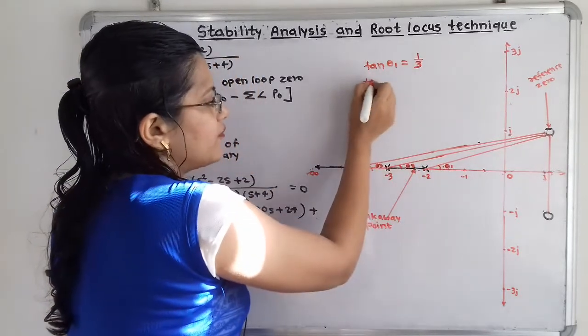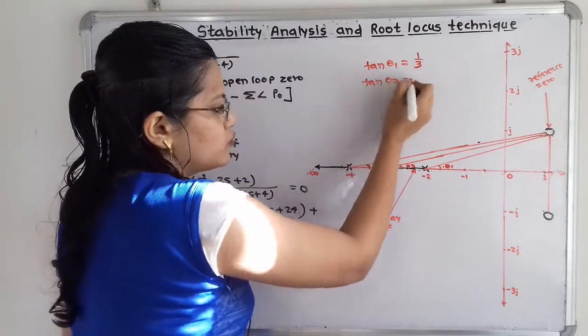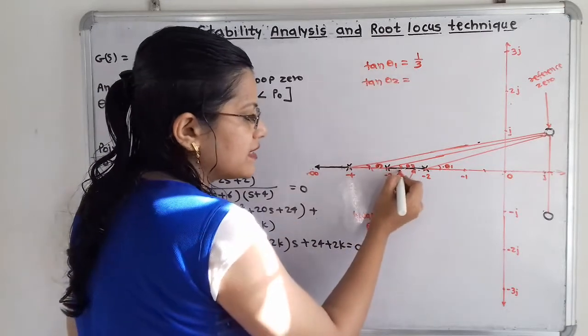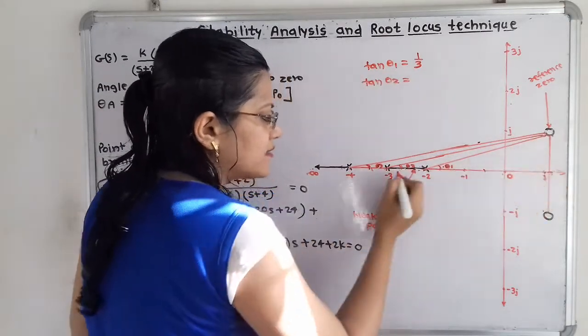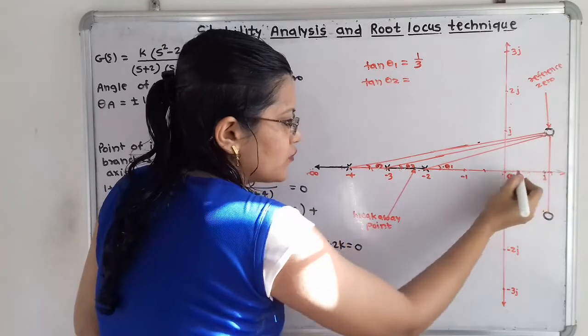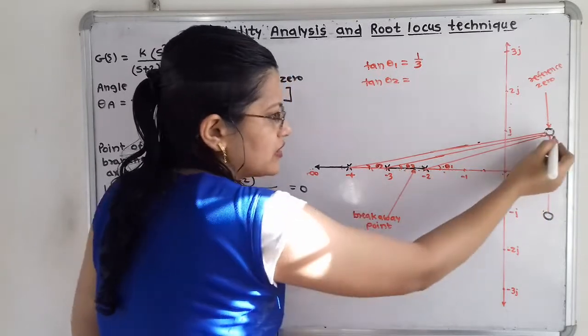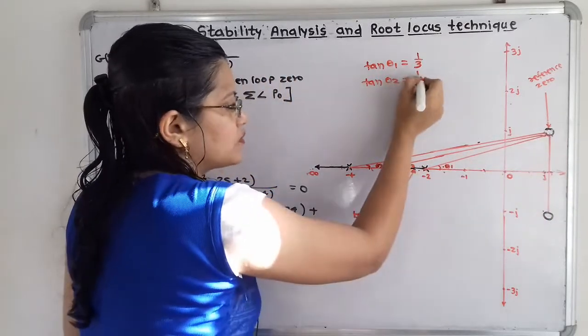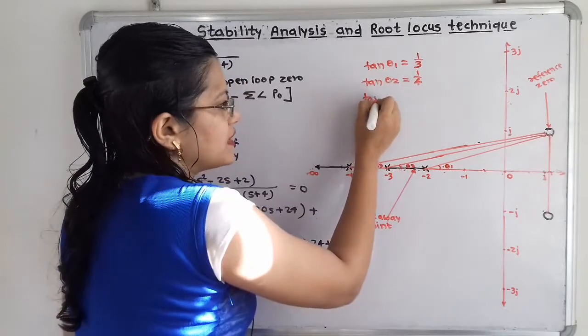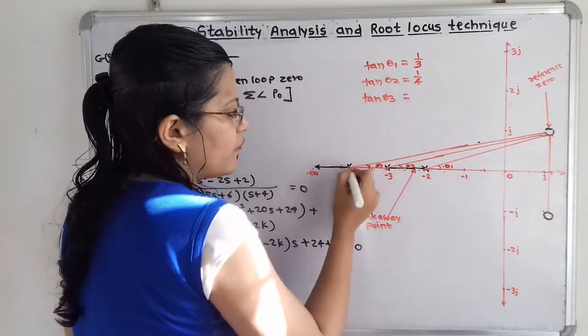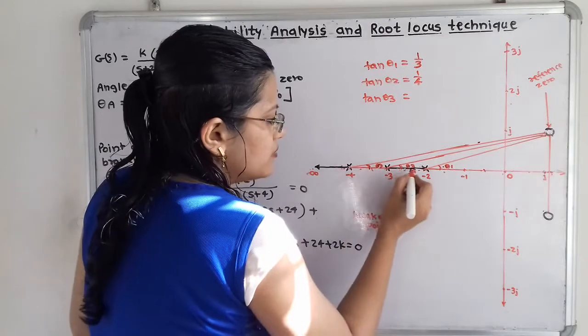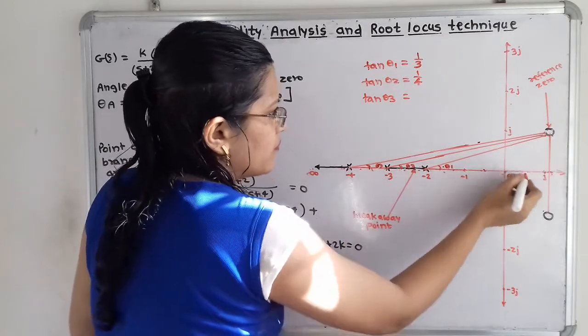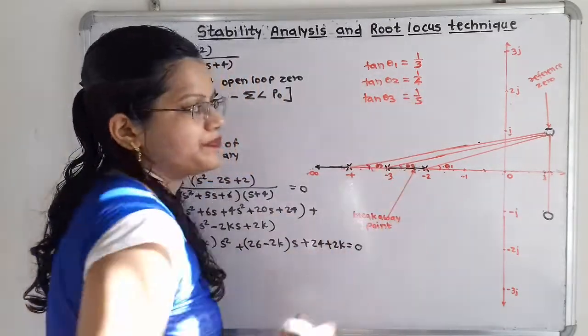Then tan of theta 2 is equal to, in the same way, this is the angle theta 2, and here is also a right angle triangle. This total distance 1, 2, 3, 4 is 4 units, and the vertical distance is 1, so that is 1 by 4. And tan of theta 3, in the same way from this third pole, 1, 2, 3, 4, 5, that is 1 by 5.